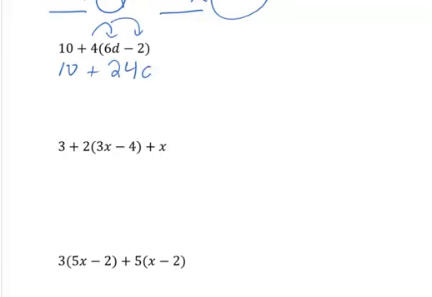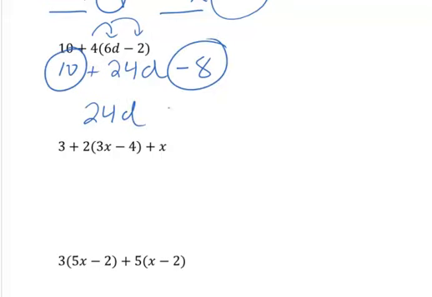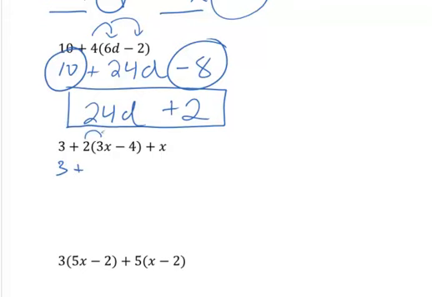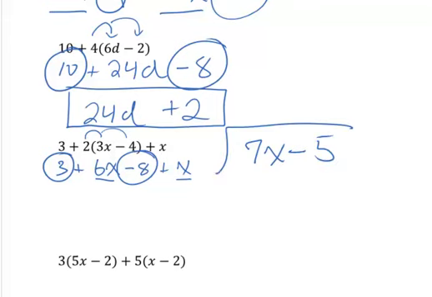I'm going to go ahead and distribute my 4. That's going to leave me a 24d minus 8. So we only have that one 24d, but we can combine 10 minus 8 to leave us with a positive 2. All right, so for the next one here, I'm going to leave my 3 alone for now. I'm going to go ahead and distribute my 2, so that's going to give me a 6x. 2 times 4 is a minus 8 plus x. So 6x plus another x should leave me with a 7x. And a positive 3 and a negative 8 leaves me with a negative 5.